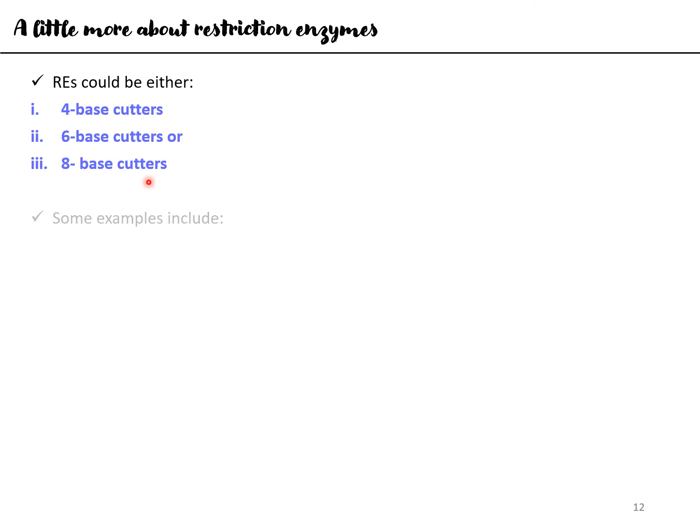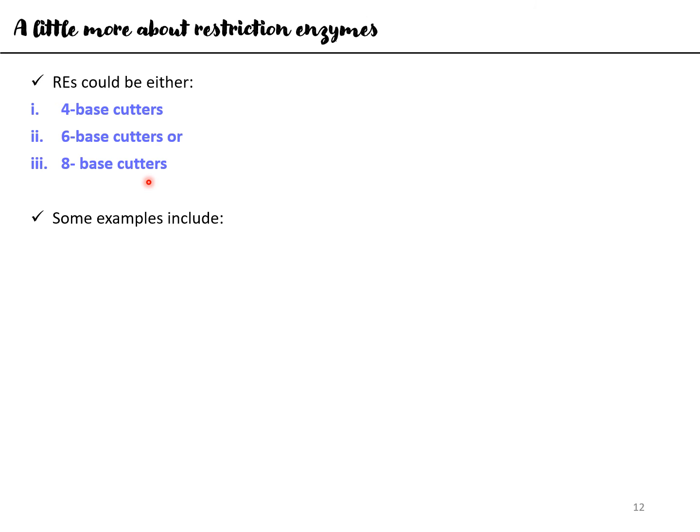So a little bit more about restriction enzymes. Restriction enzymes could be either 4 base cutters, 6 base cutters, or 8 base cutters. This naming is on the basis of the length of the recognition sequence. For example, EcoRI that we talked about recognizes the sequence GAATTC. That is 6 nucleotides, so that is a 6 base cutter. Most of the commonly used enzymes are 6 base cutters. 4 base cutters and 8 base cutters are less commonly used.